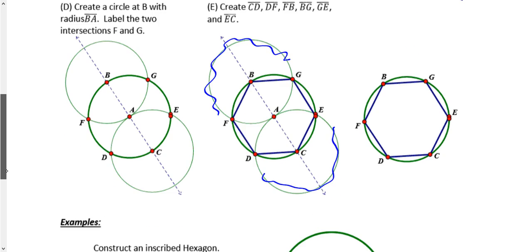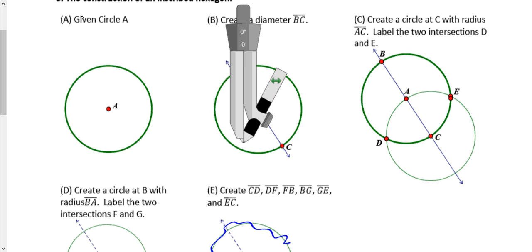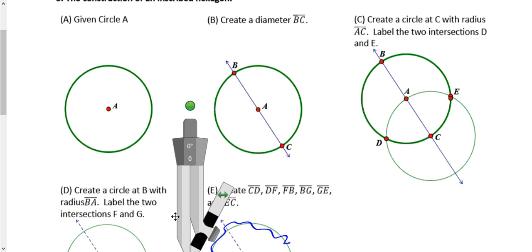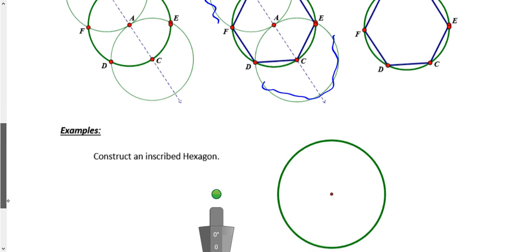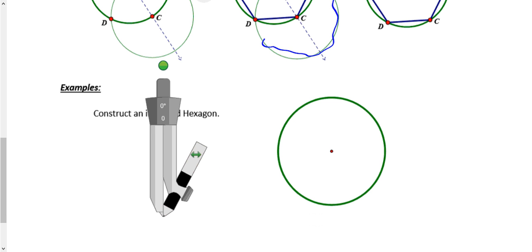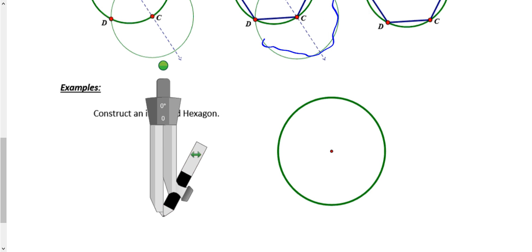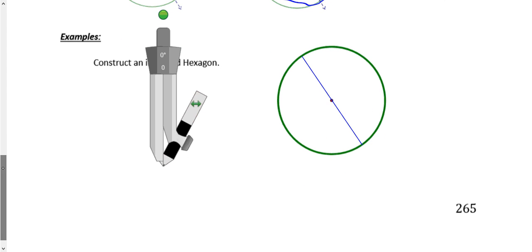So let's give that a try down here. Get my compass. What's the first thing I need to put in here? Diameter. Yeah, not bisect. Okay. And now I'm going to, like we did with the triangle. Yep, we'll do that thing.